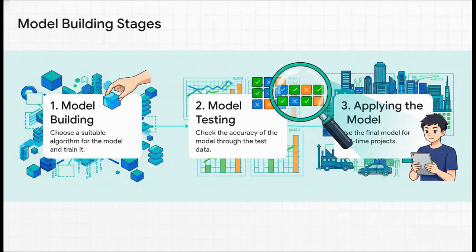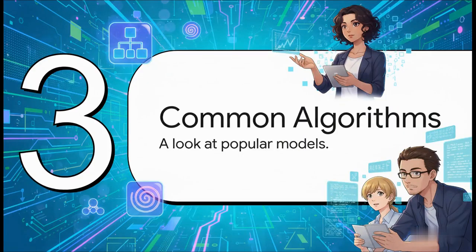First, you have model building. You pick an algorithm and you train it. Second, you do your model testing. You use your test data to check its accuracy. And finally, once you're confident it's working well, you move to applying the model, where you use it for real-time projects. Okay, so you know the process of building a model, but which algorithm do you actually choose? That takes us to Section 3, where we'll look at a couple of popular and really powerful options.